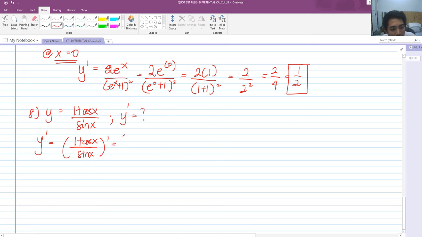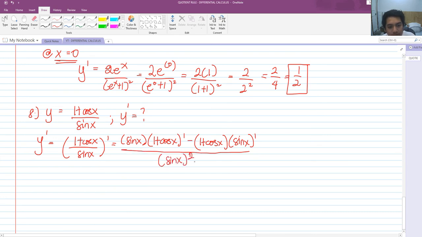So we have low sine of x, derivative of high, 1 plus cosine of x prime, minus high, that's 1 plus cosine of x. Then the derivative of low, sine of x prime, all over sine of x squared. Okay, so let's try to get the derivative of that. That would be y prime.